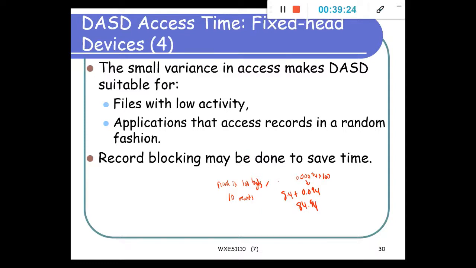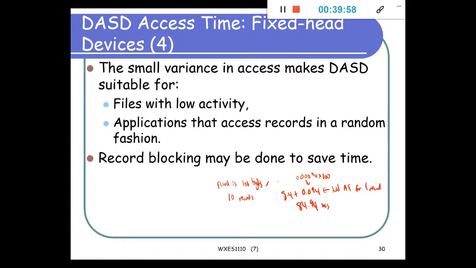All right. This is the total access time: 8.494 is the total access time for one record. If you want 10 records, you just multiply by 10, so it becomes 84.94 milliseconds.